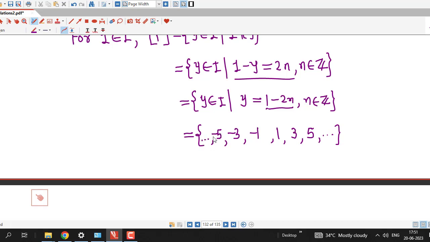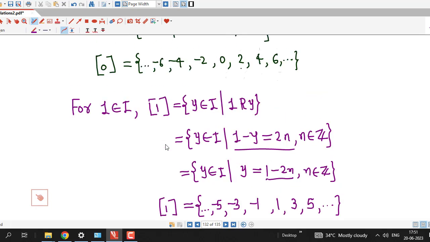And this will continue. Here also we can see the pattern. If I add 2 to minus 5, I will have minus 5 plus 2, that is minus 3. Minus 3 plus 2, that is minus 1. Minus 1 plus 2 is 1. 1 plus 2 is 3, and so on. So this is the equivalence class generated by 1.